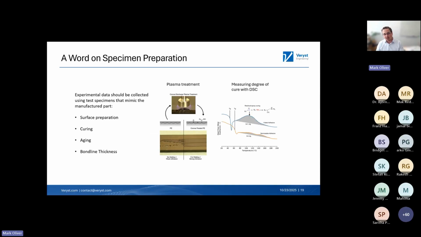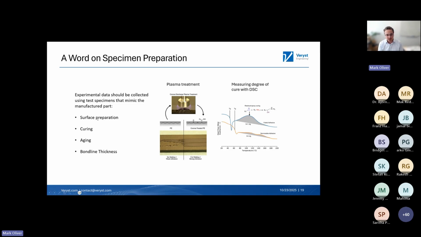So before we get into those various methods, just a word on specimen prep. If you're going to be designing an experiment to get data to calibrate one of these cohesive zone models, it's really critical that you put a lot of thought into how you design your specimens. The surface prep, the bond line thickness, the curing, the aging of the material when you make the specimen all need to really match as best as possible the end use condition of the adhesive. Because the properties that you're going to measure, that you're going to calibrate your model to, are going to be sensitive to all of these things, right?